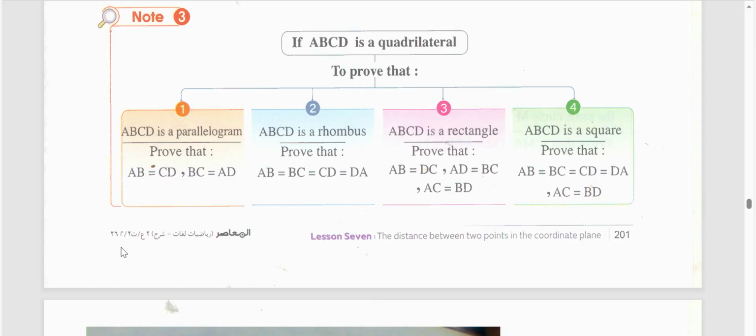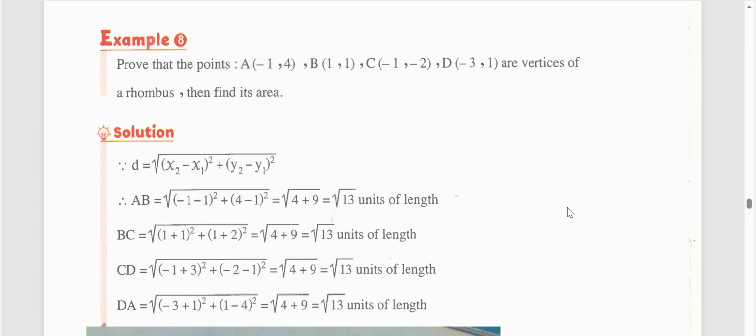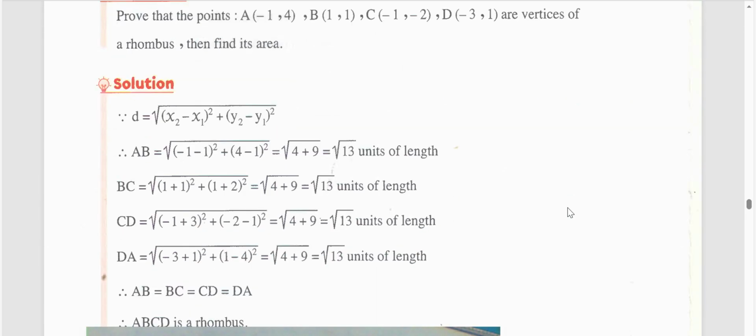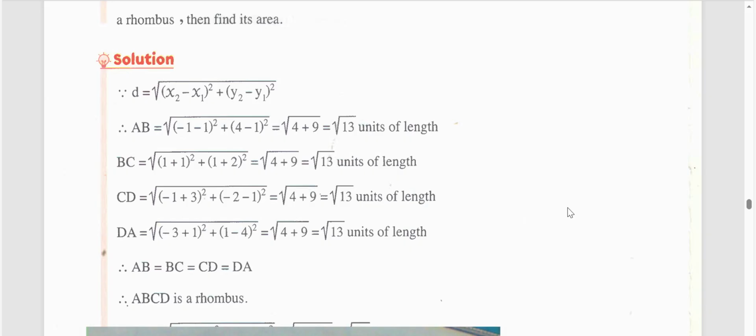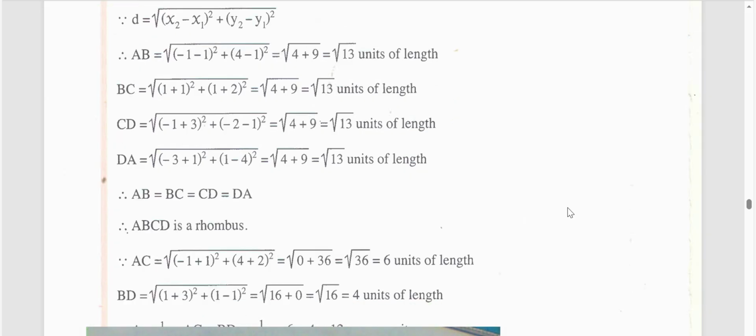Parallelogram, which means opposite sides are equal lengths, and rhombus, all sides are equal lengths. Rectangle, two adjacent sides are perpendicular and two diagonals are equal lengths. Square, where all sides are equal lengths and two diagonals are equal lengths. Look at this question, we can prove that rhombus, all sides are equal lengths by the rules, and the area equals half times diagonal 1 times diagonal 2. Find diagonal 1 and diagonal 2, and then find area, half times base times height.